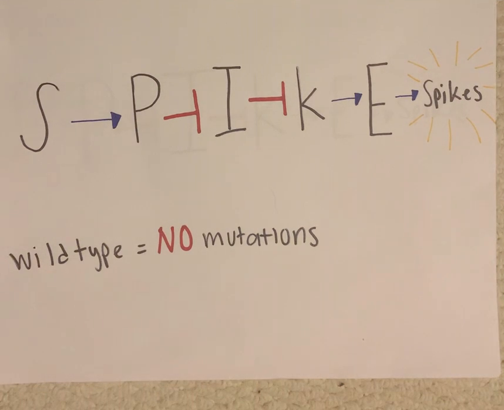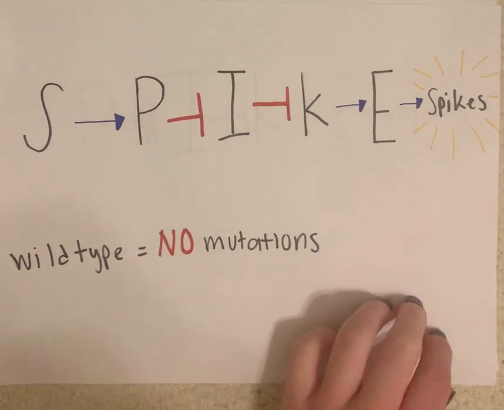First, they needed to see if a wild-type version, or a version with no mutations of the pathway, would yield spikes. In the developmental pathway possessed by all thorny dragons, S promotes P, which can then block I. Without any I to block K, K can then promote E, which promotes the formation of spikes in thorny dragons.